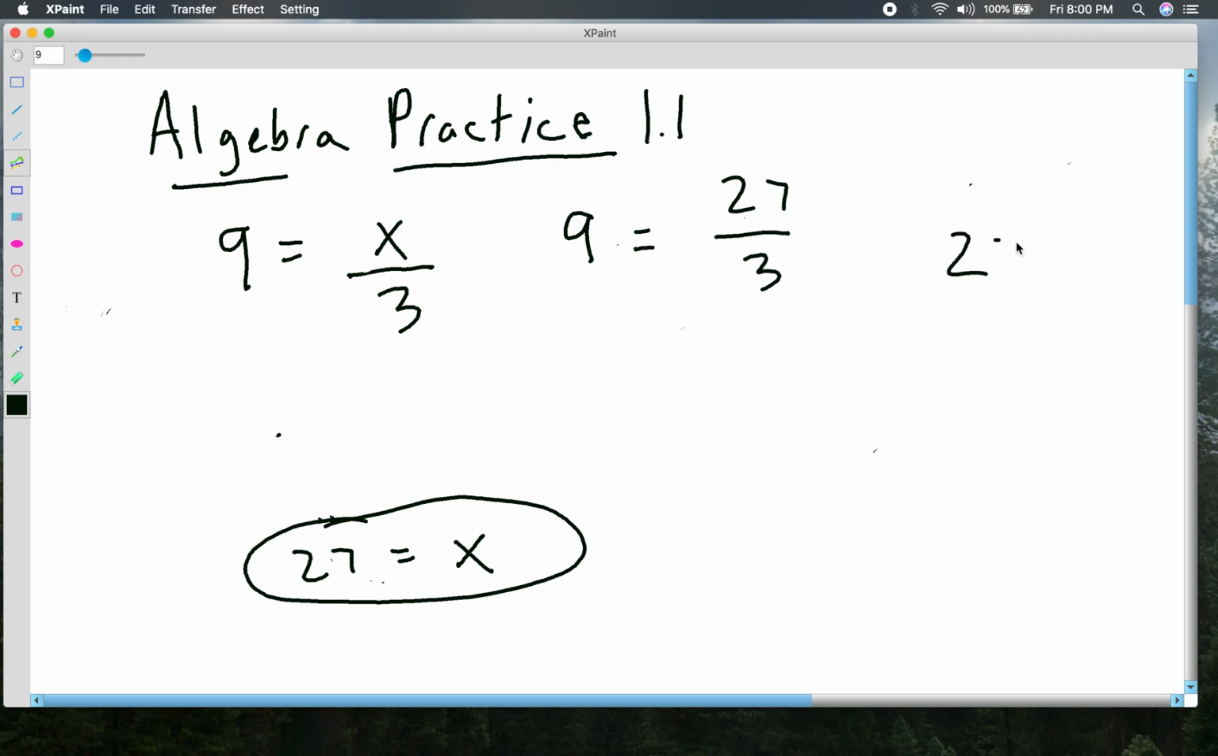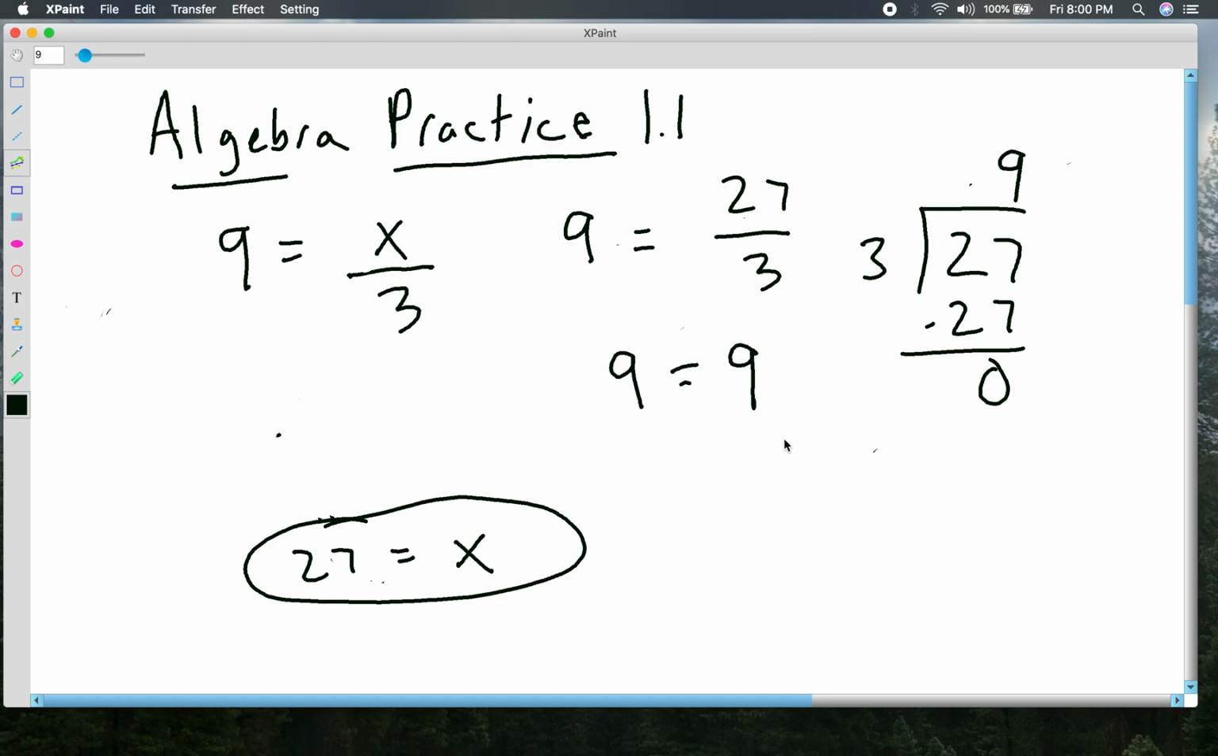Let's see if that works out. 27. Does 3 go into 2? No, it does not. Does 3 go into 27? Yes, it does, evenly. 9 times. So 27 divided by 3 is 9. That is equal to 9. And there you have it. Mr. Smiley Face has come back. So 9 equals 9. We have full balance. The algebra equation is satisfied, because x equals 27, and 27 divided by 3 is 9, so 9 equals 9.